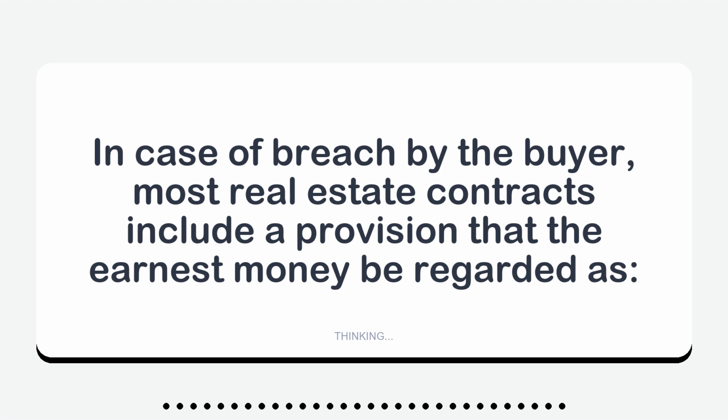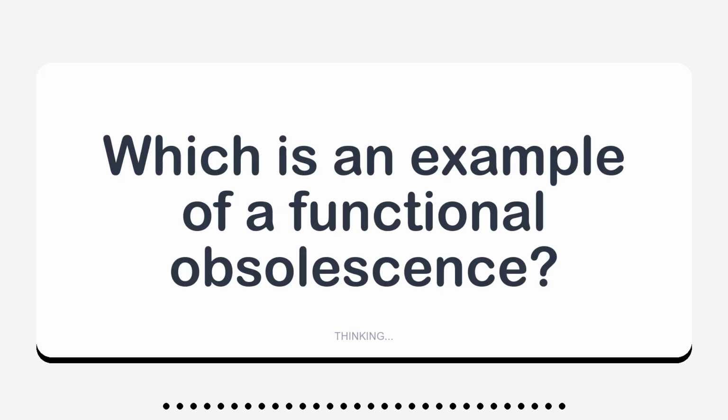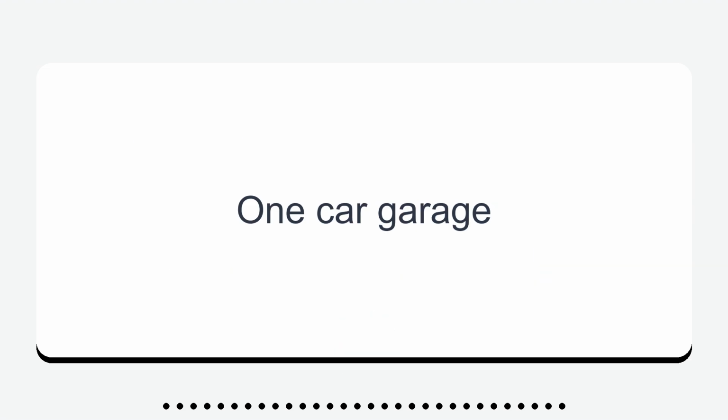In case of breach by the buyer, most real estate contracts include a provision that the earnest money be regarded as liquidated damages to the seller. Which is an example of a functional obsolescence? 1 car garage.